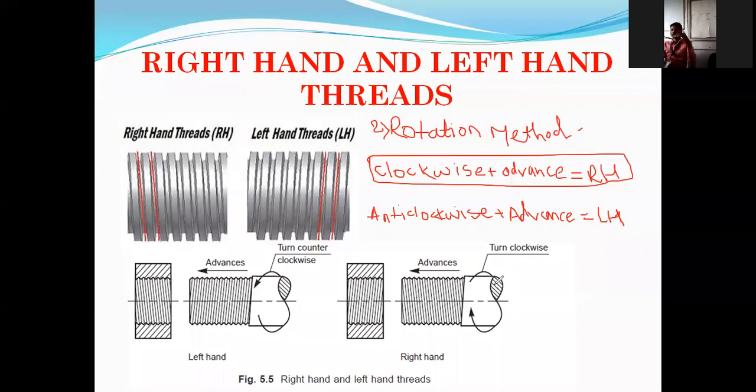Otherwise you will observe from the left hand side. Direction of observation is always from the right hand side. So anti-clockwise rotation plus advance equals left hand thread. Okay, so that is the thumb rule. Further, did you understand this? So I have generated a simple formula here. Clockwise rotation plus advance, meaning going forward, equals right hand thread. Have you understood how to identify the right hand thread of a nut or bolt?